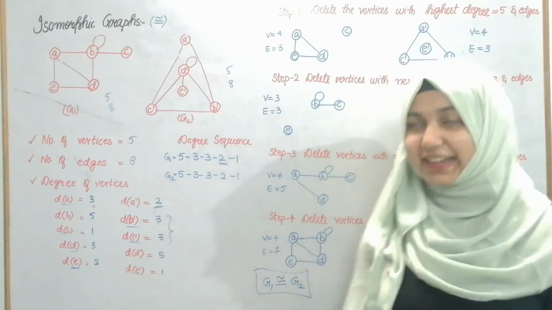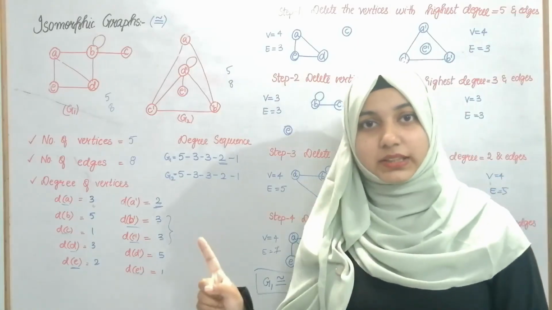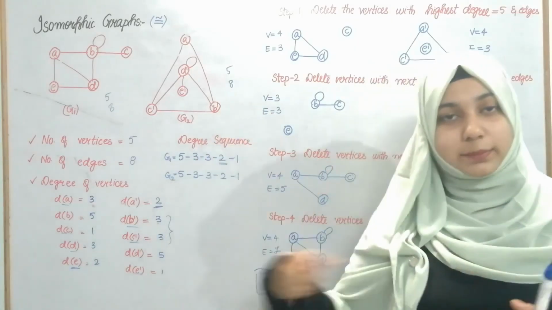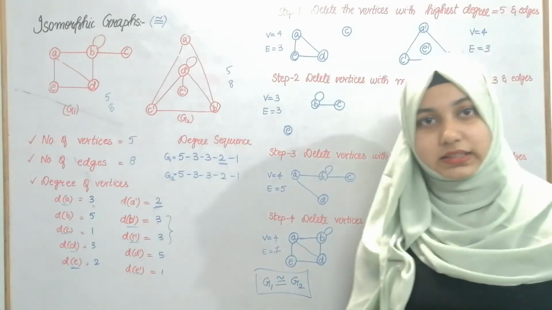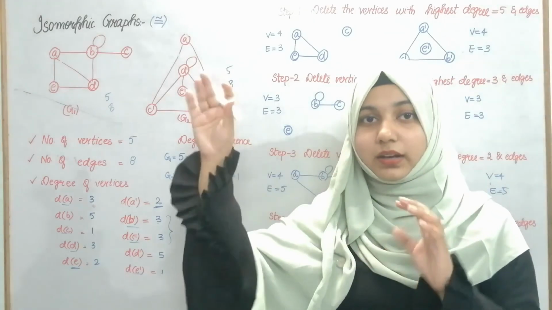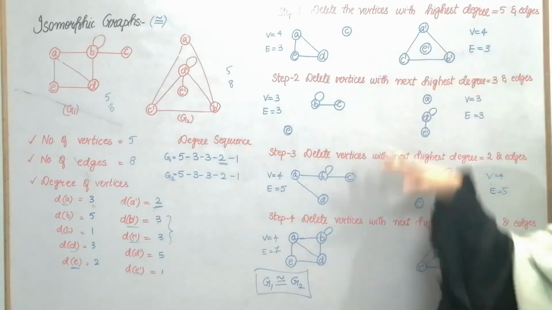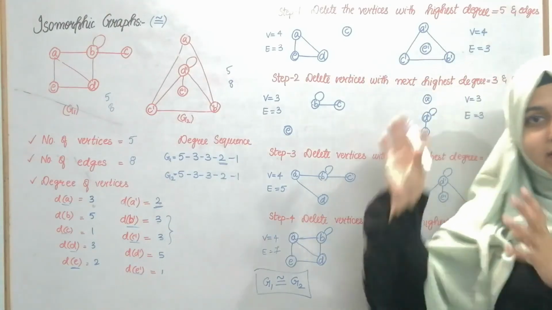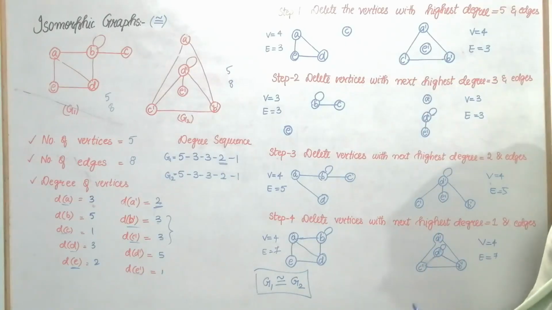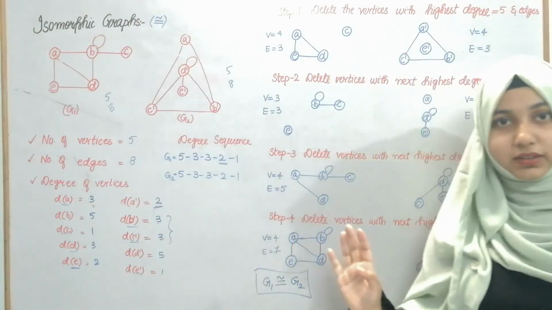Okay, clear? Next, if the degrees are different, we are going to go for the subgraph technique. Subgraph technique means you delete the vertices one by one with the highest degree, then the next highest degree, and the next highest, until we are done with all the degrees. Okay? And we check the corresponding subgraphs. If all of them are isomorphic, then I will say that my actual given graph is also isomorphic.